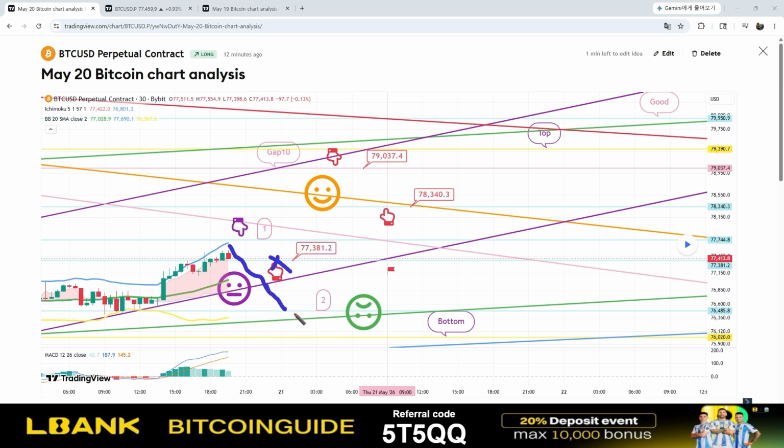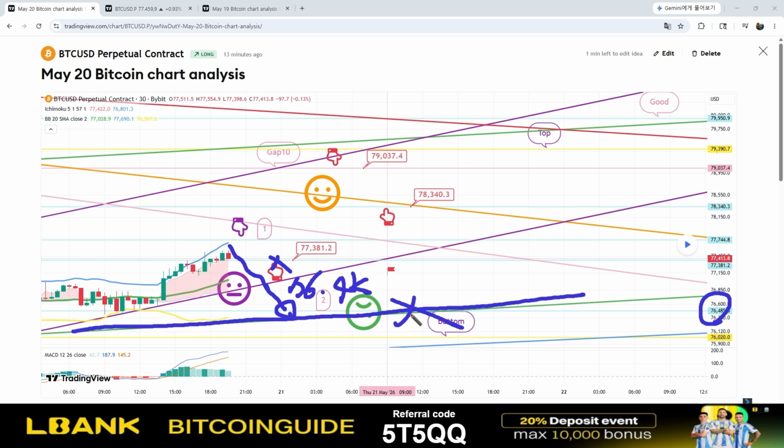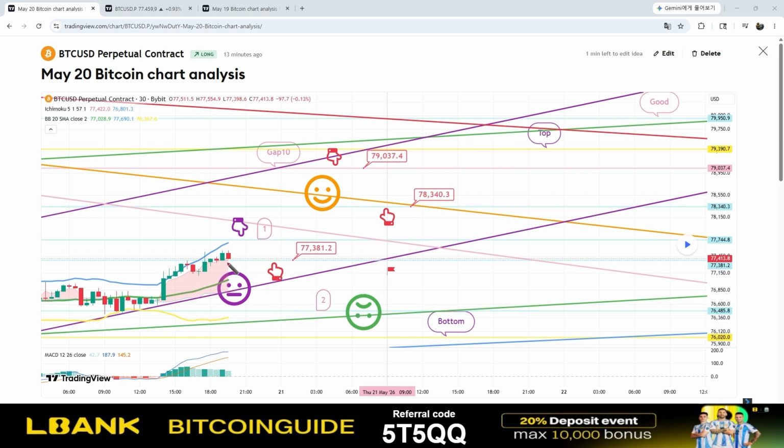If it drops directly without touching the first zone at the top, then instead of 77.3K, the second zone at the bottom, 76.4K, is the long position entry zone. The stop loss is set if it breaks the green support line, and the targets for the first gap 10 zone and the rest remain the same as the order above. It's not difficult, right? Just watch to see if it touches and drops or if it drops right away.